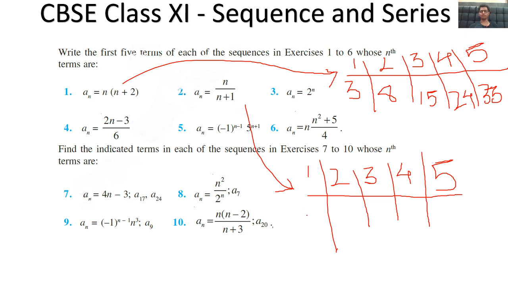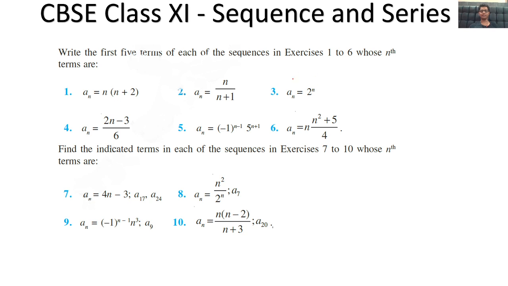So for n is equal to 1, we have an is equal to 1 by 2. For n is equal to 2, we have the second term is equal to 2 by 3. For n is equal to 3, we have the third term is equal to 3 by 4. For n equals 4, we have the fourth term as 4 by 5. And for n is equal to 5, we have the fifth term is equal to 5 by 6. So that's how we'll get all the first 5 terms of the sequence when an is equal to n by n plus 1.